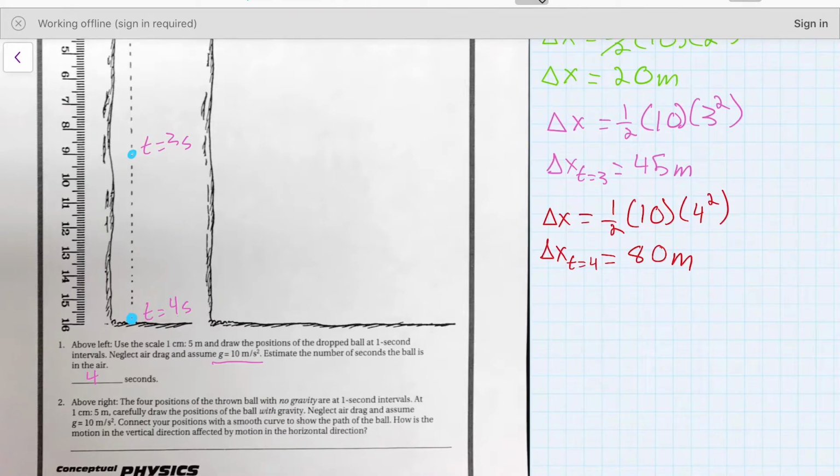At 1 centimeter is equal to 5 meters, carefully draw the positions of the ball with gravity. Neglect air drag and assume that g is still 10 meters per second per second. Connect your positions with a smooth curve to show the path of the ball. How is the motion in the vertical direction affected by the motion in the horizontal direction?